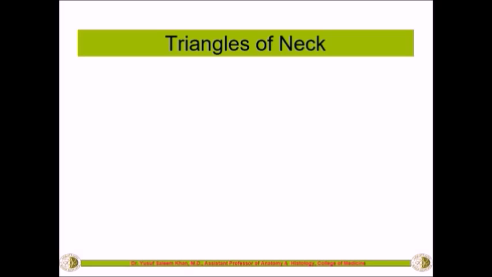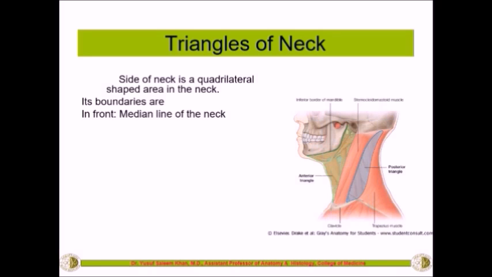Now, coming to the triangles of the neck. If you see the neck, it is actually quadrilateral in shape on each side. This is the whole area of the neck, which looks like a quadrilateral area, and we should know its boundaries before we go to the boundaries of each triangle. To begin with, as we have seen in the front, we have the midline structures of the neck. This is the anterior boundary of this quadrilateral space, and we have seen what the midline structures of the neck are.